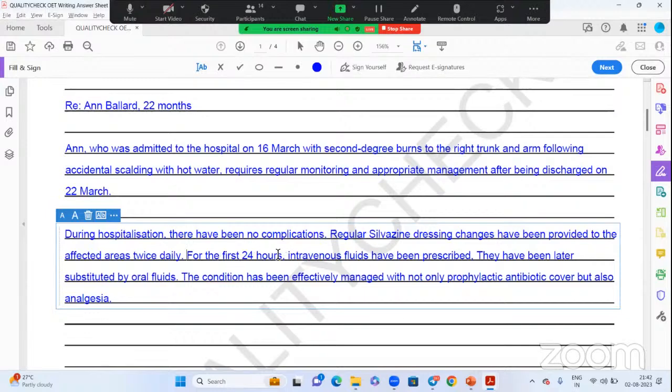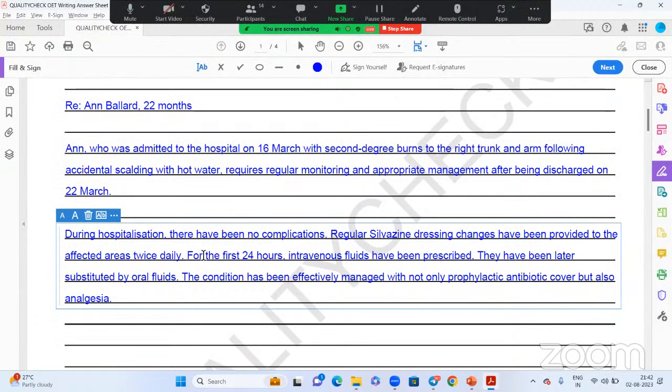For the first 24 hours, I'm changing into another style now. During the first 24 hours, intravenous fluids have been prescribed, but later on, they were substituted by oral fluids.